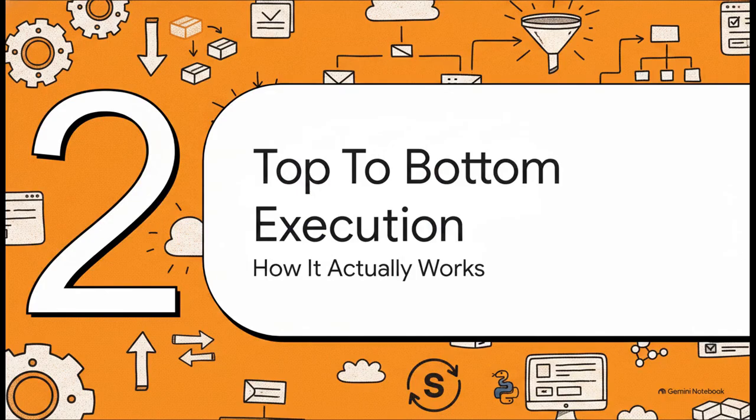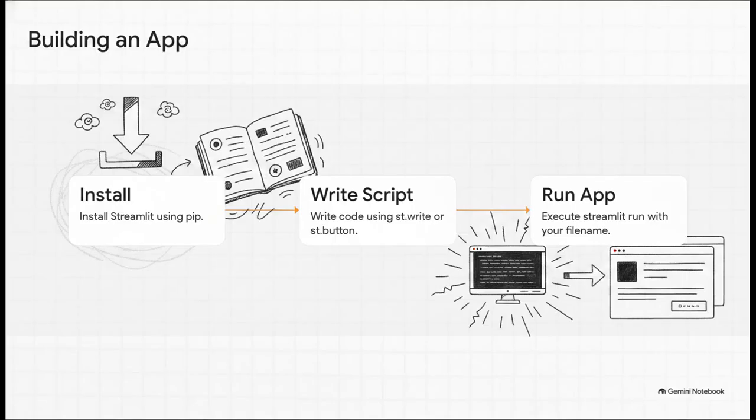Moving on to Section 2, top-to-bottom execution, and how this actually works under the hood. Let's make this super concrete. Building an app with Streamlit is literally a 3-step process. First, you just install the package using pip. Next, you write a standard Python script using really straightforward declarative functions. For example, you type st.title to instantly get a beautifully formatted heading. You use st.write to drop in text or st.button for a clickable element.